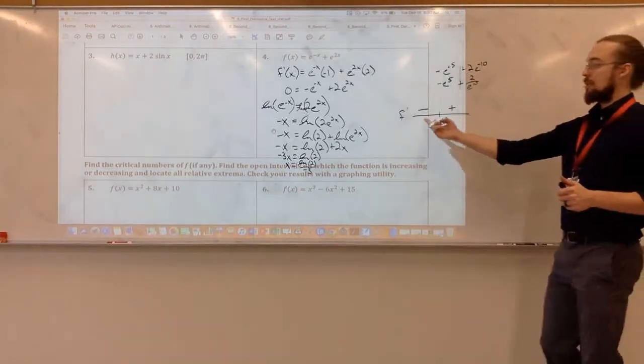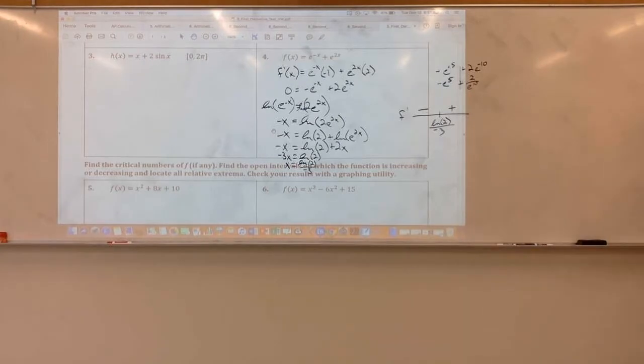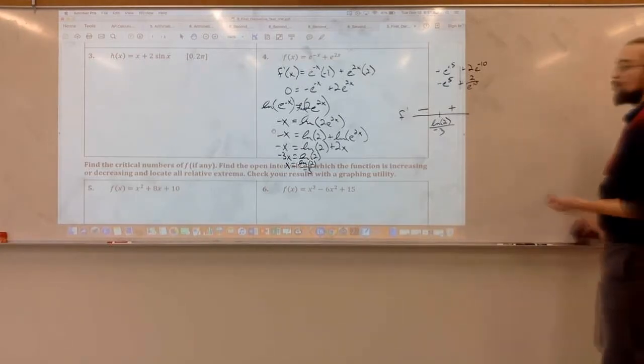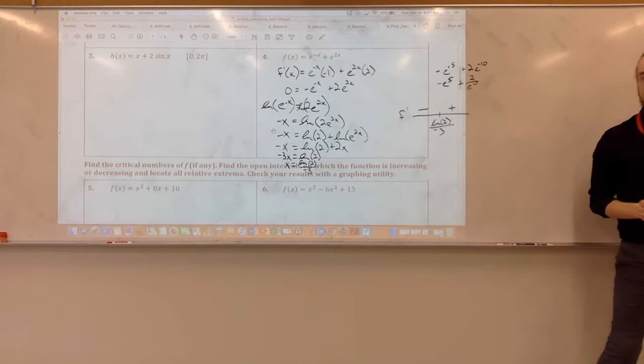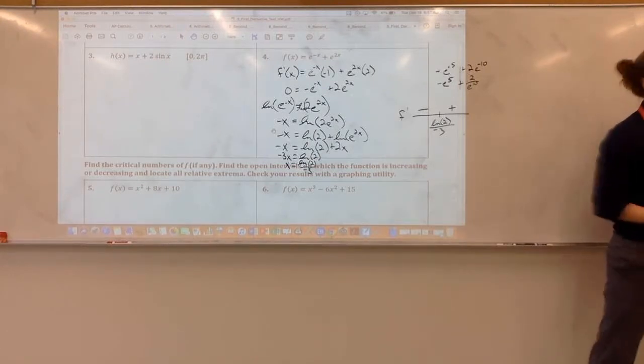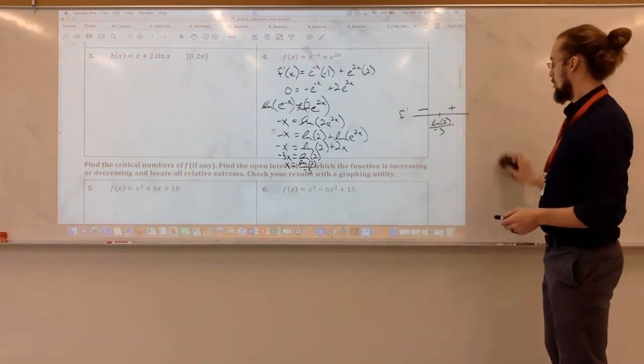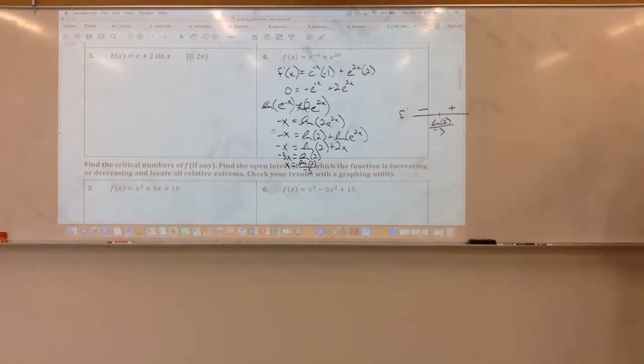So I'm changing from decreasing to increasing. My original function has a local min at natural log of 2 over -3. You okay with that one?